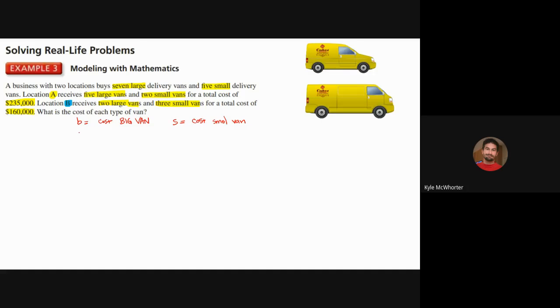Okay, so then we need to come up with some equations. Yeah. So let's do it by location maybe. Like we got an equation for each location. Location A has 5 large vans and 2 small vans, and it costs $235,000. So we can make an equation from that.